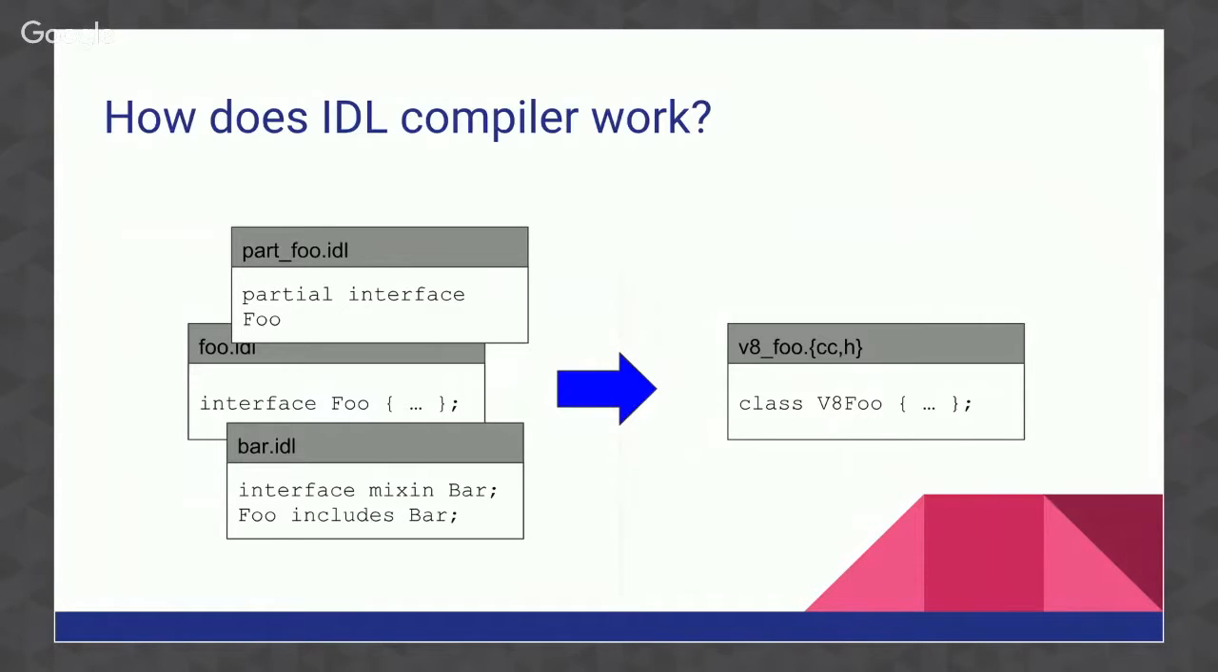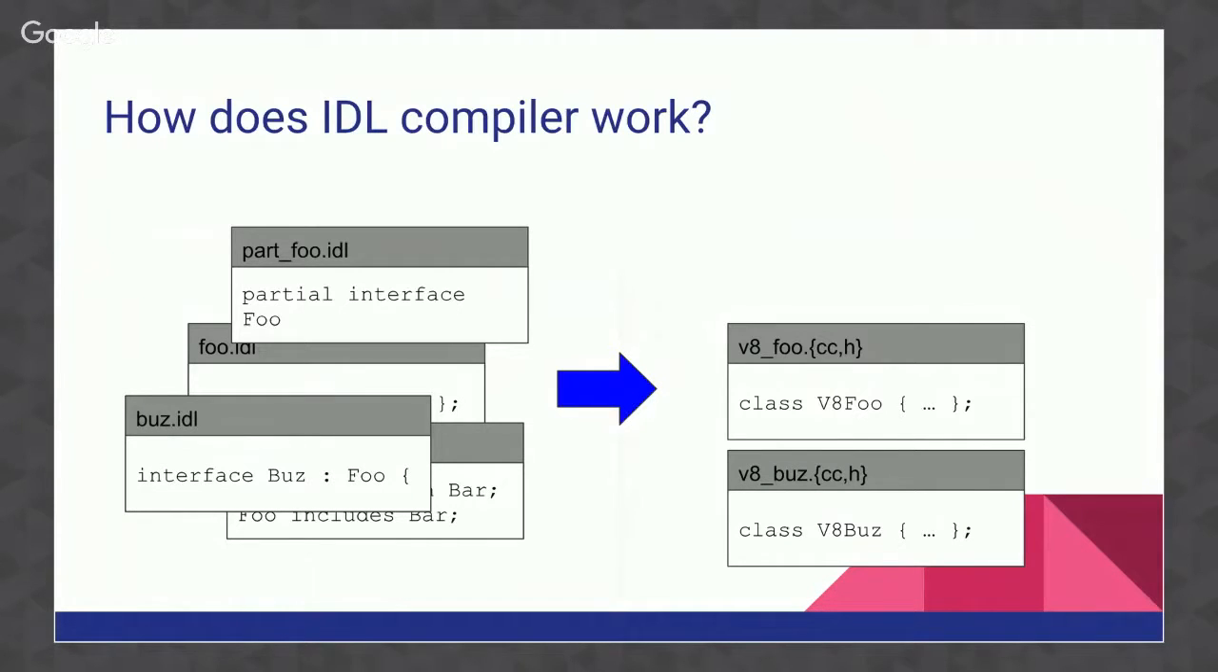Then you can also have an interface mixin. It is also defined in the same output file. Next, you can have inheritance of a different interface. Then the IDL compiler outputs another set of C++ code, but it needs some information about the original base class Foo. So it also needs to know about all IDL files of Foo.